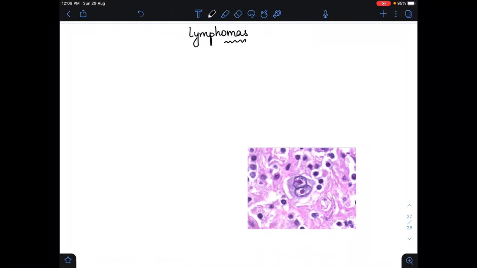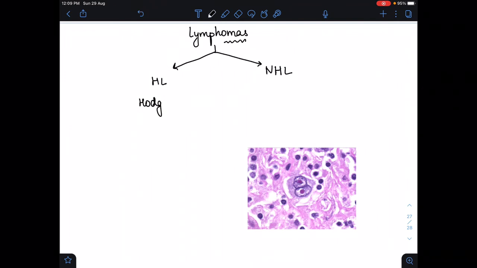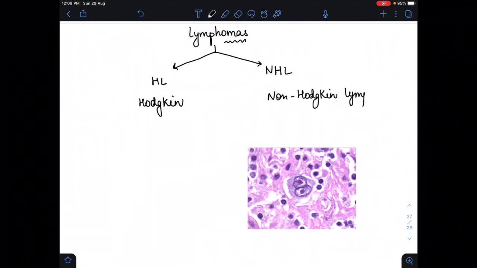Everyone, in this video I am going to explain about the lymphomas. As we all know, the lymphomas are of two types. The first one is the Hodgkin lymphoma and the other one is the non-Hodgkin lymphoma.